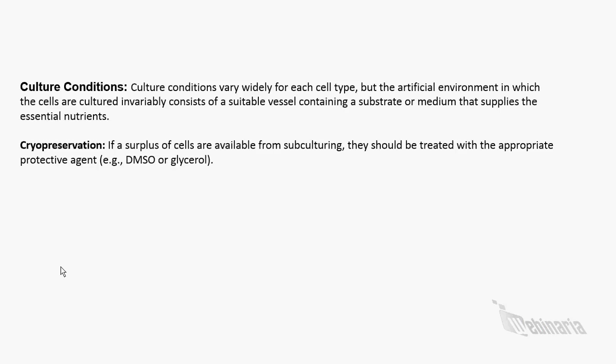Cryopreservation. If a surplus of cells is available from subculturing, they should be treated with appropriate protective agents like DMSO or glycerol and stored at temperatures below minus 80 to minus 170 degrees, which is called cryopreservation.